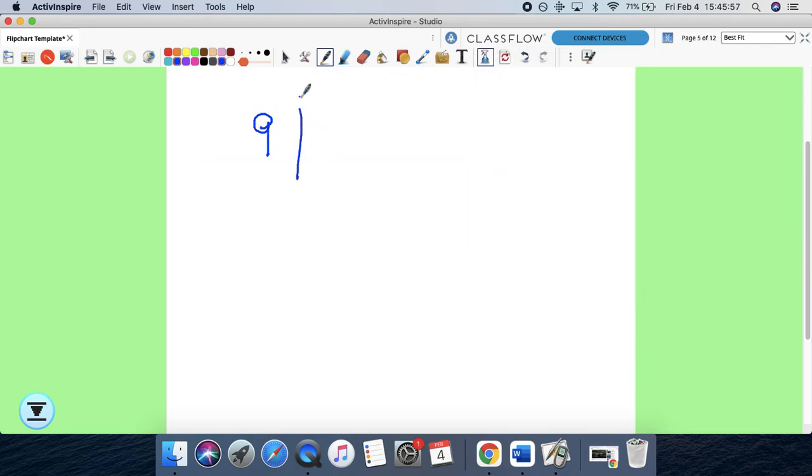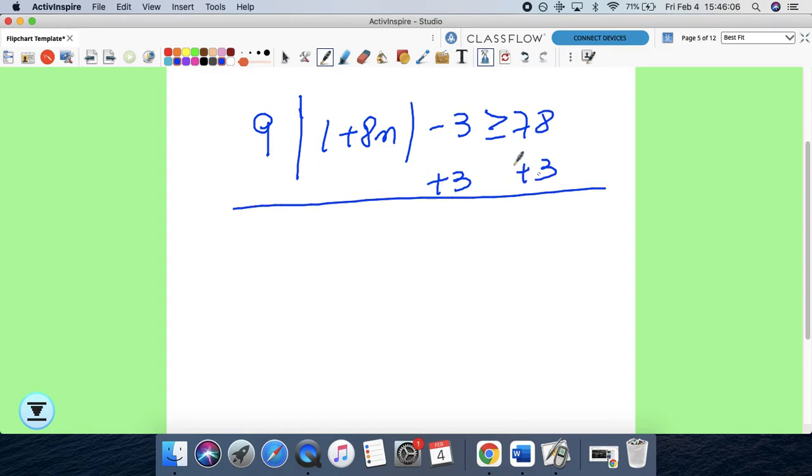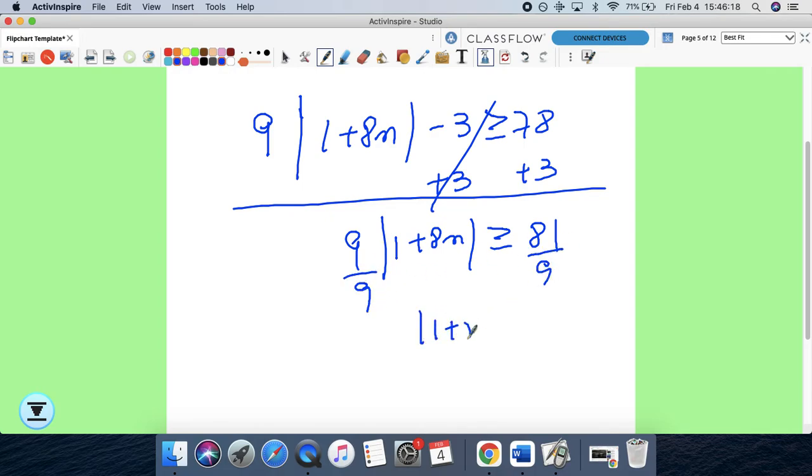9 times the absolute value of 1 plus 8n, minus 3, greater or equal to 78. We'll do plus 3 on both sides. That goes away. 9 times the absolute value of 1 plus 8n is greater or equal to 81. Divide both sides by 9. And then we get the absolute value of 1 plus 8n greater than or equal to 9. Alright, so now I can start thinking. I eliminated everything. I'm only left with my absolute value.